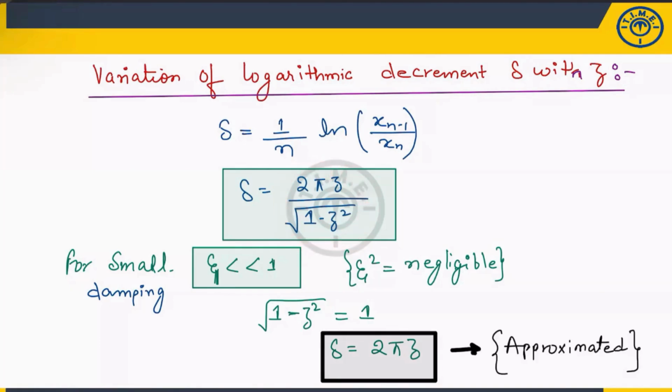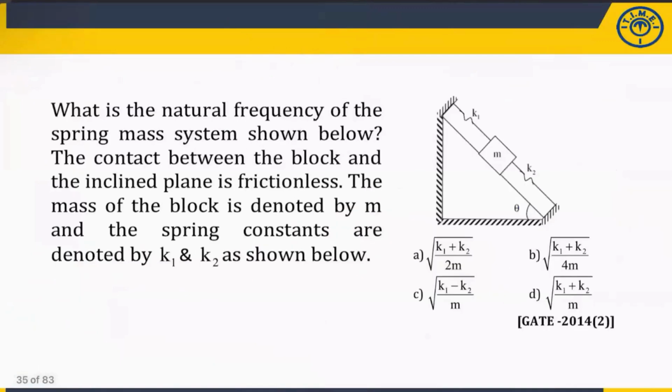So for small damping, that means the zeta value is very, very small, this term is approximately equal to 1. If this is approximately equal to 1, the logarithmic decrement you can also write as 2 pi zeta. Again, I'm telling you, if it is mentioned that zeta is very, very small, then you can go for the approximation. Otherwise, you already know the formula, you can easily solve. Okay. So now I will discuss the question related to damping, how you will calculate the damping ratio, how you will get the logarithmic decrement, each and everything.